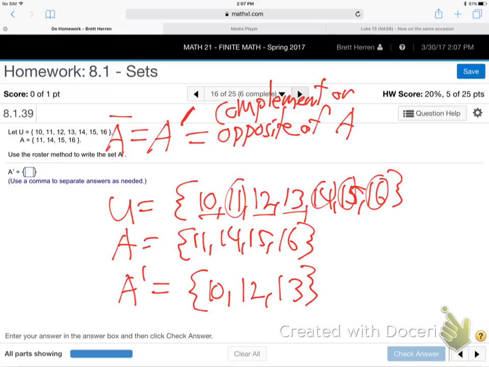So complement or opposite, single quote or the bar: the things not in A. A was the 11, 14, 15, and 16. The other ones are not A. Okay.